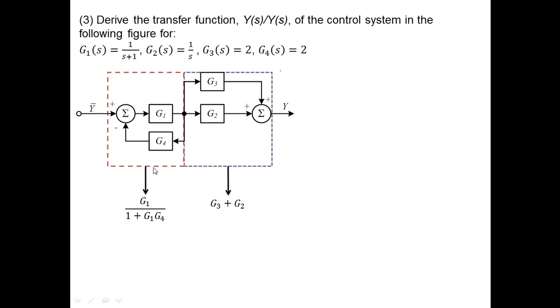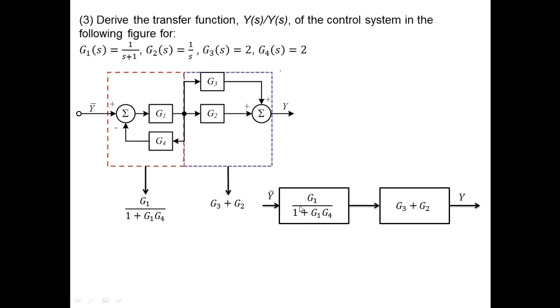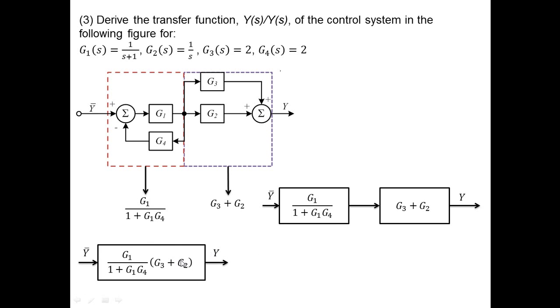So the simplified version of these two blocks will be G1 over 1 plus G1 G4, which is the simplified feedback loop, and G3 plus G2, which is the simplification of the two parallel routes. Here again we have two series blocks. We can further simplify these two blocks by just multiplying the transfer functions of these two blocks. So the result will be G1 over 1 plus G1 G4 multiplied by G3 plus G2.